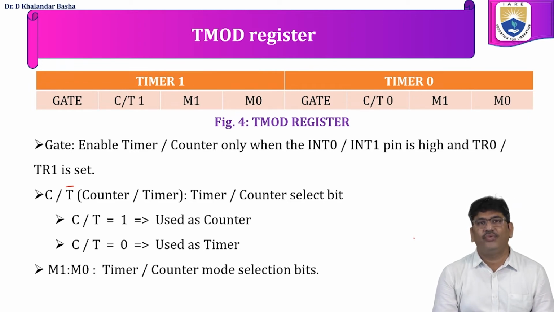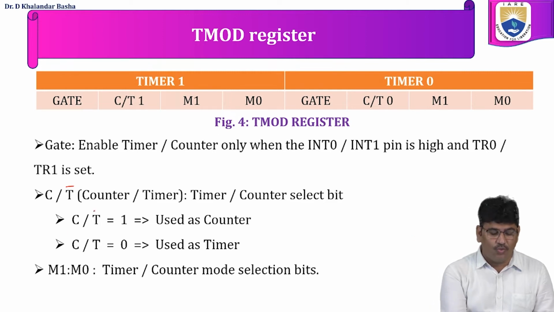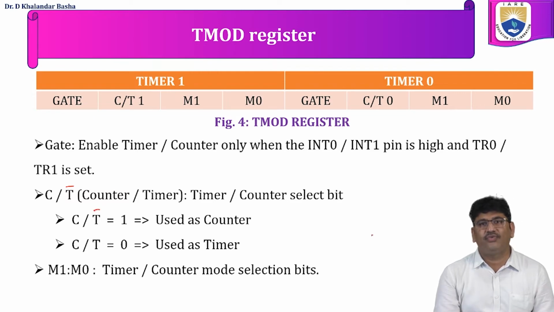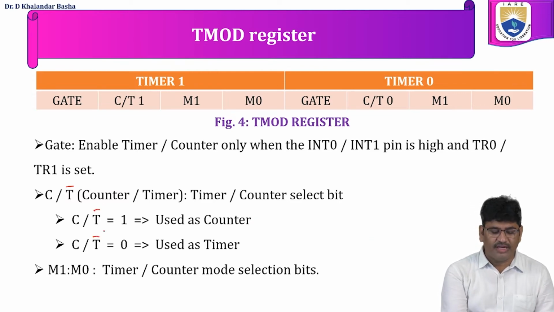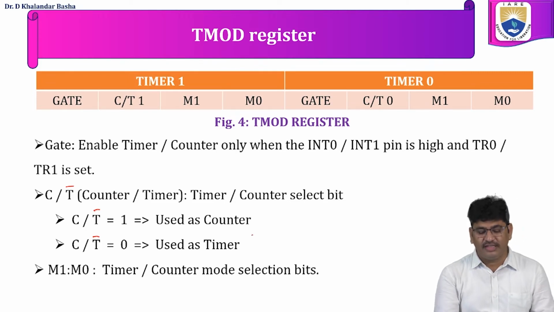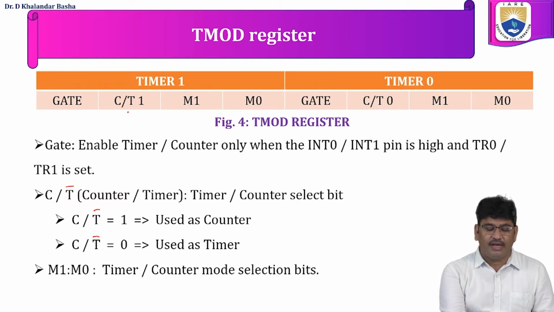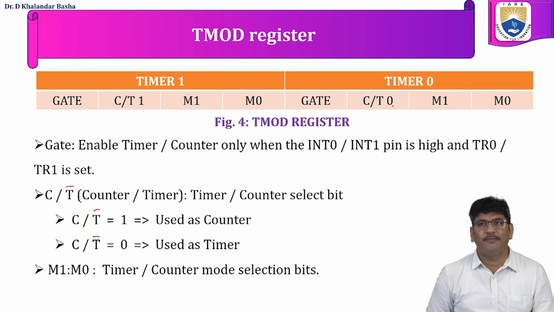This bit is used to configure the 8051 timers as counters or timers. If C/T bar is equal to 1, then these timers will function as counters. If C/T bar is equal to 0, then these are configured as timers. There is a separate C/T bar bit for timer 1 and for timer 0. By programming this bit for either timer 0 or timer 1, we can use the timers as timers or counters.